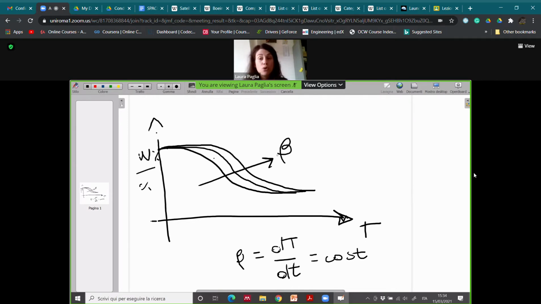I can have also the derivative curves, as we saw before.